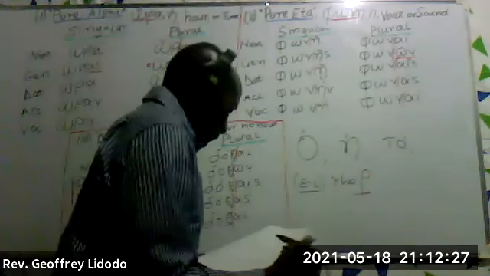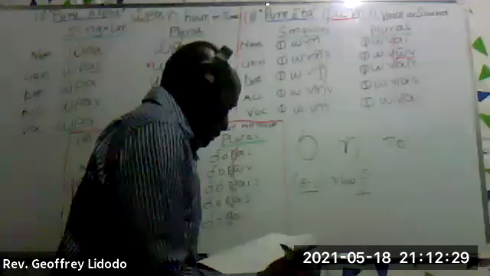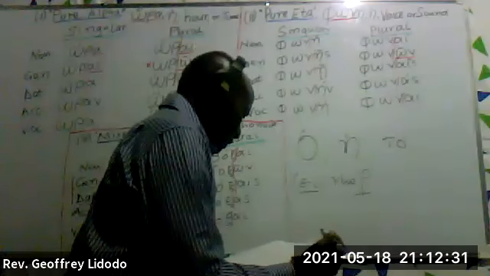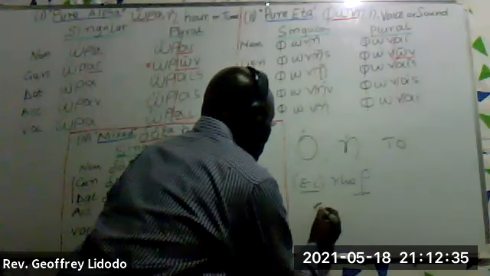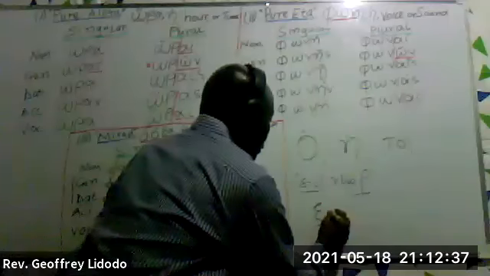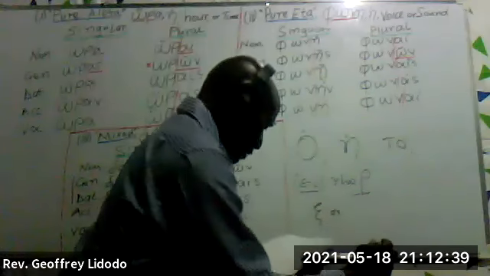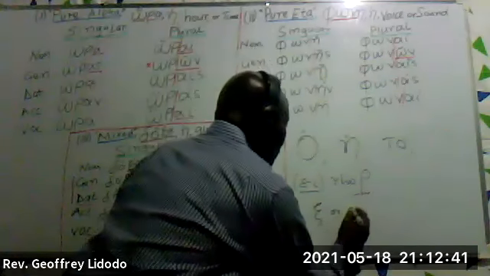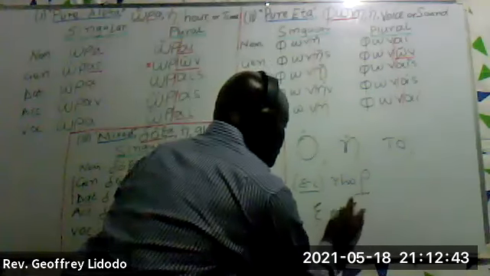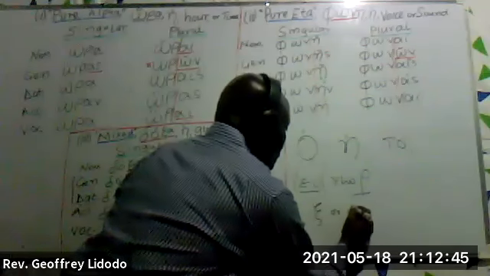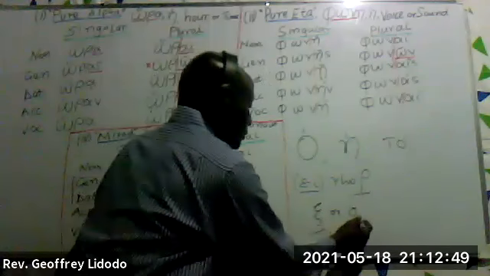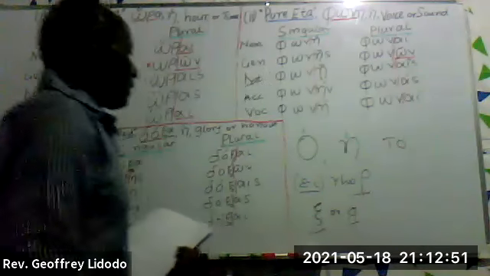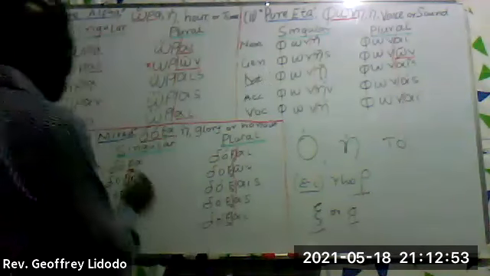And if they end in C, P, or sigma, if they end with this sigma, C or sigma, automatically they fall under this.